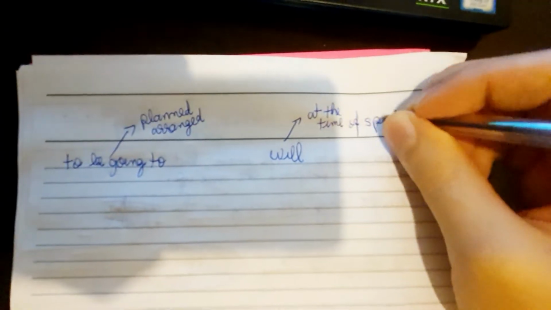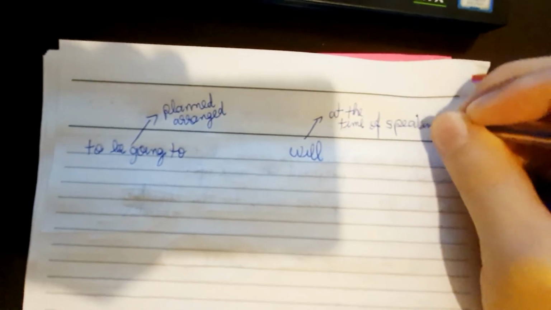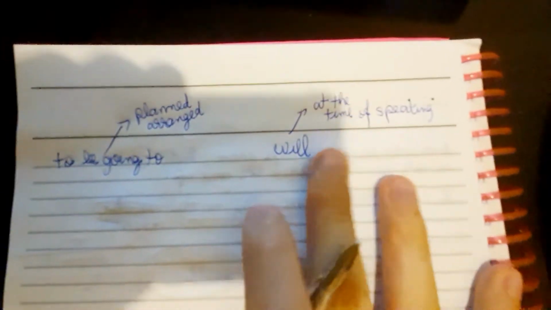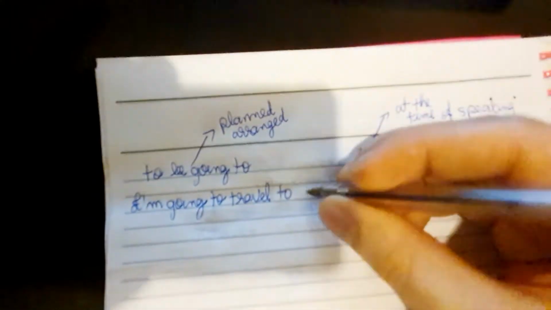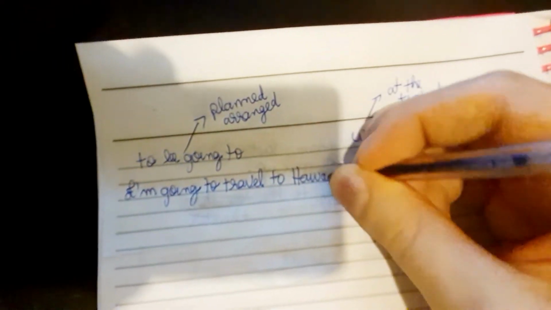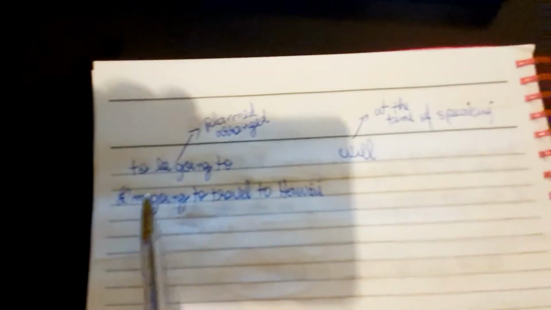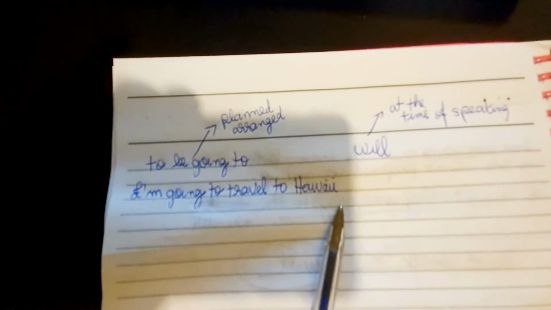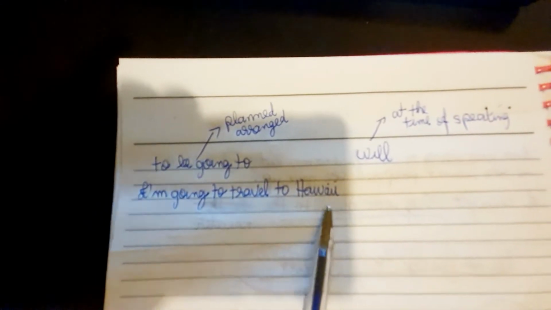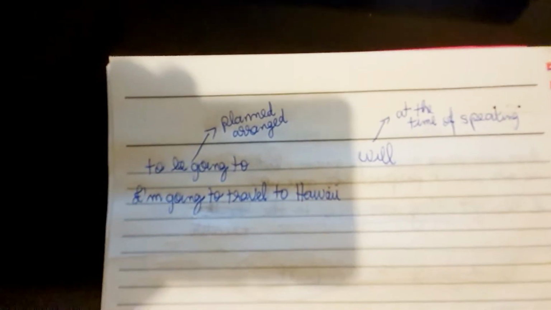You didn't plan to do that, right? You haven't planned to do that action, so you use will and going to in different situations. If you say, I'm going to travel to Hawaii, it means that I have planned the trip and intend to travel, right? Either on vacation, on business, and stuff like that.